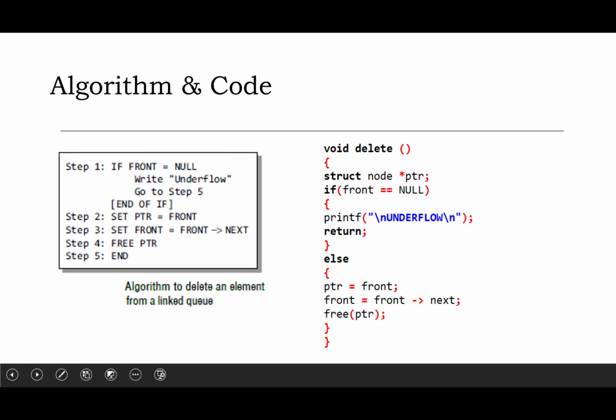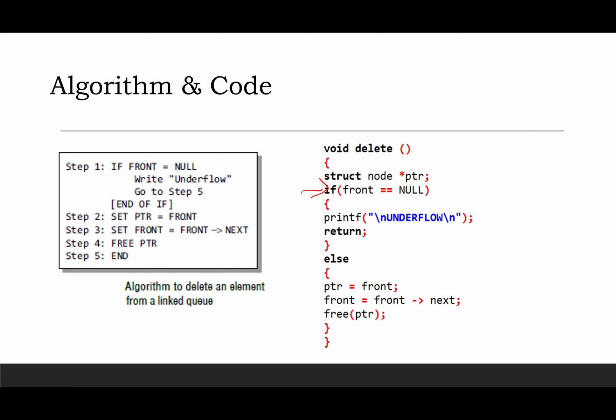Next we will see the code and algorithm. So this is the algorithm, the same as what we saw in the code. First we are checking front is equal to null. Then we are printing the message. If the condition is true, we will print the message underflow, and it will go to step 5.